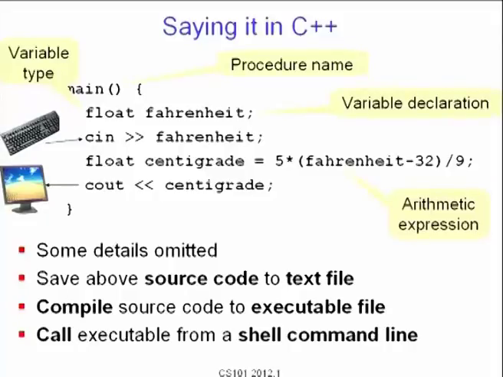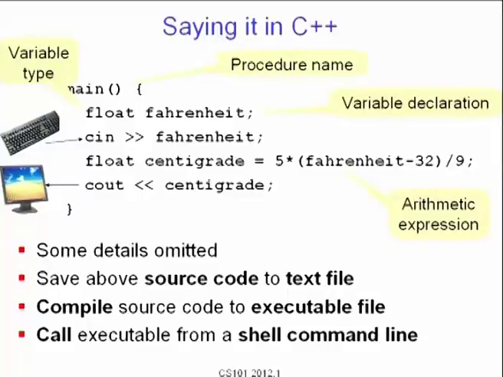The third statement does the real work. It declares a variable called centigrade, which is also a floating point number, and it also initializes it to whatever expression we had in mind. This is an arithmetic expression. This is a very simple expression. You can have incredibly complicated arithmetic expressions. You can have logical expressions, all kinds of things.